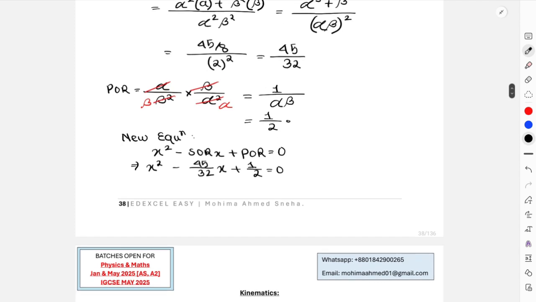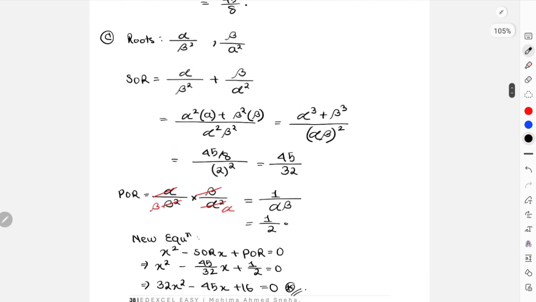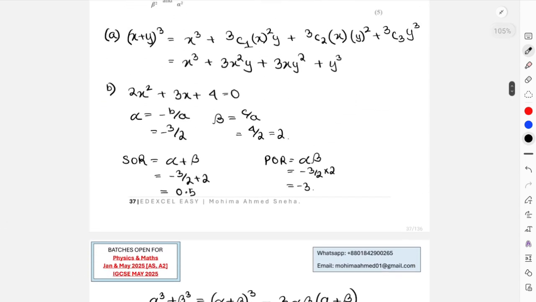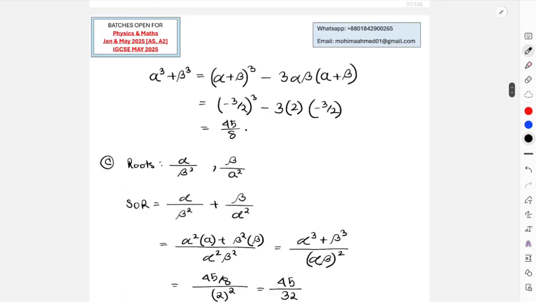So if you do LCM, this becomes again 32. So if the LCM is 32, this becomes 32x square minus 45x. 32 divided by 2 is 16, so this one will be plus 16 equals to 0, right? This is how you are going to create the equation for your quadratic equations. Okay, this is the end for your quadratic equations. We'll move on to your next question.